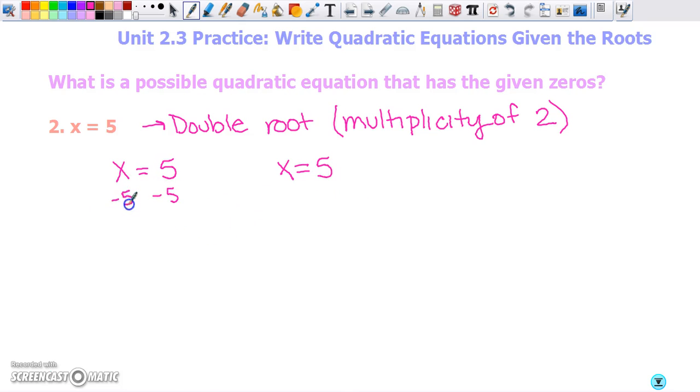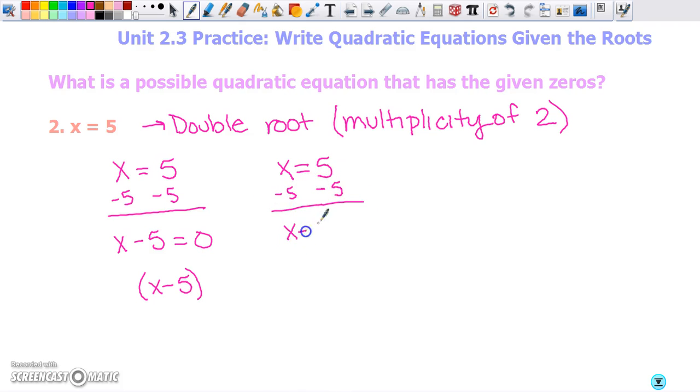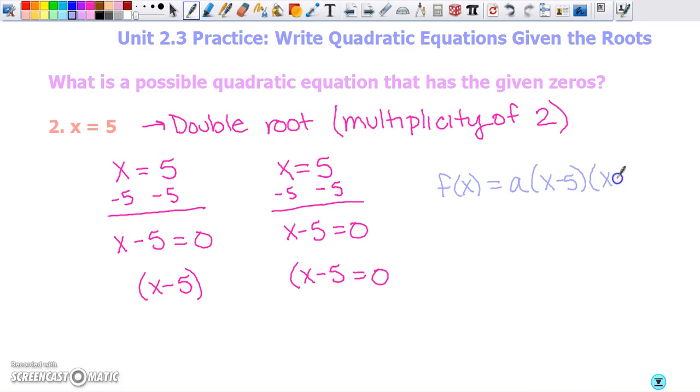So get your number on the same side of the equation to get x minus 5 equals 0, giving you x minus 5 as a factor. Subtract 5 again, then to give you x minus 5 equals 0, giving you x minus 5 is a factor. So your final solution would be f of x equals, I'm going to put my a in here because we don't know what it is, times x minus 5 times x minus 5. Now, one extra step you can do in order to write this the exact same way but more simplified would be to write x minus 5 squared.